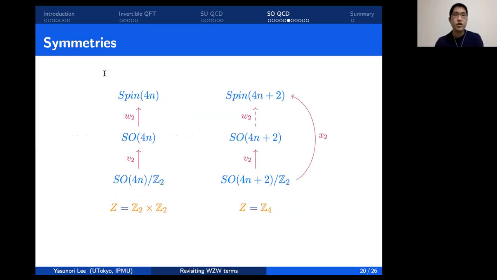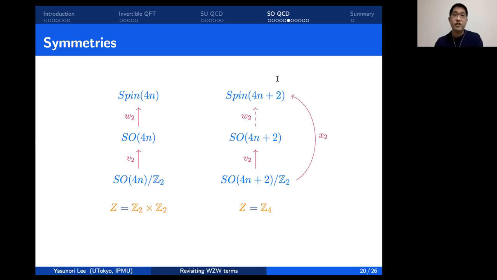So that's the trick. Let me describe these characteristic classes in more detail. The relevant cases are these two cases. For the Spin(4n) group, the center is known to be Z2 times Z2, and correspondingly there are two independent cohomology classes, V2 and W2, both Z2 valued. Starting from an SO over Z2 bundle, one can lift it to an SO bundle if V2 is trivial. And if further W2 is trivial, it can be lifted all the way to the spin bundle.